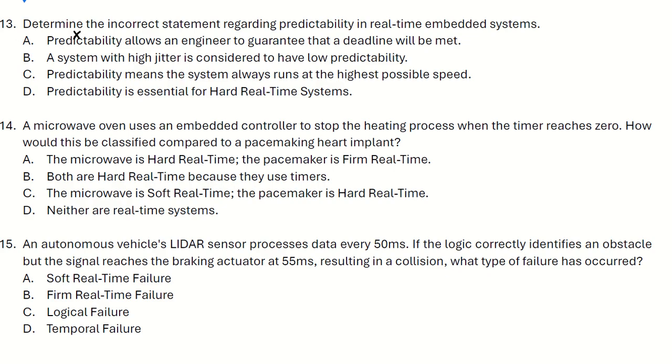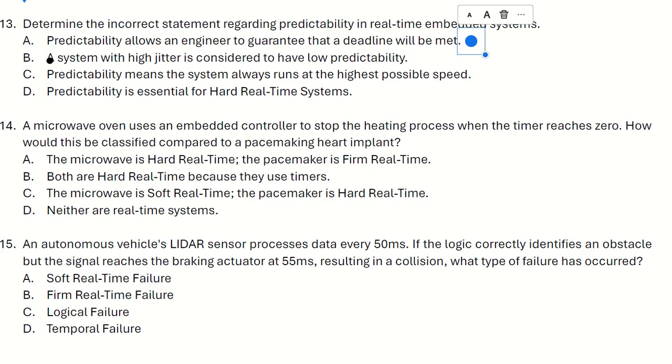So next, determine the incorrect statement regarding predictability in real-time embedded systems. Which one is incorrect? Predictability allows an engineer to guarantee that a deadline will be met. Actually, as an engineer, you cannot guarantee something. So this one we park first. I think it's not wrong, but it's not so clear. Predictability allows an engineer to guarantee a deadline will be met.